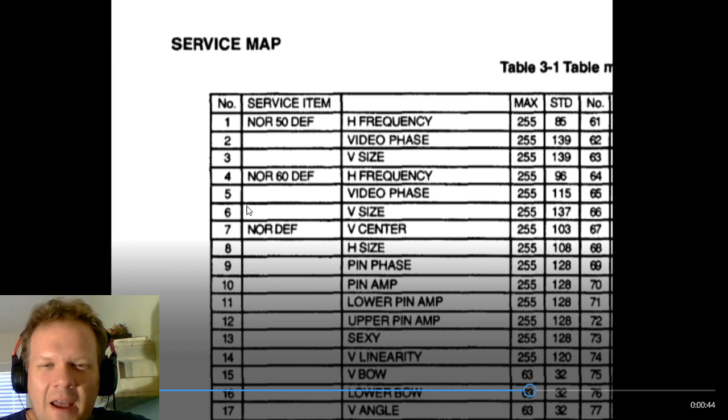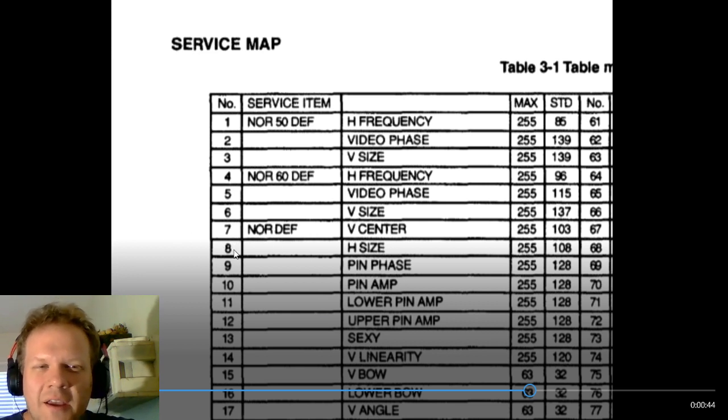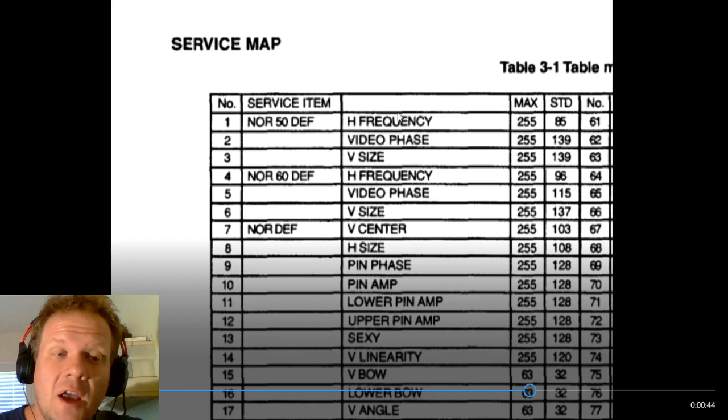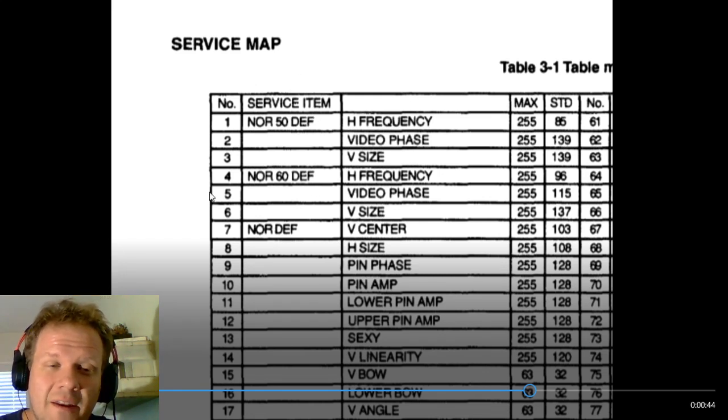However, if you keep going down, you've got deflection again, this time no designation, and everything else is designation free. So once you get past those first six, there's no designation for the next 10 or 11 settings down here. They're all going to be NOR deflection. So I feel like here we're going to have horizontal frequency, video phase, and video size, or vertical size. Those horizontal frequency and video phase is like side to side sweeping or centering, and vertical size is the vertical size. Those are obviously separate and on their own in these manuals and in the monitor.